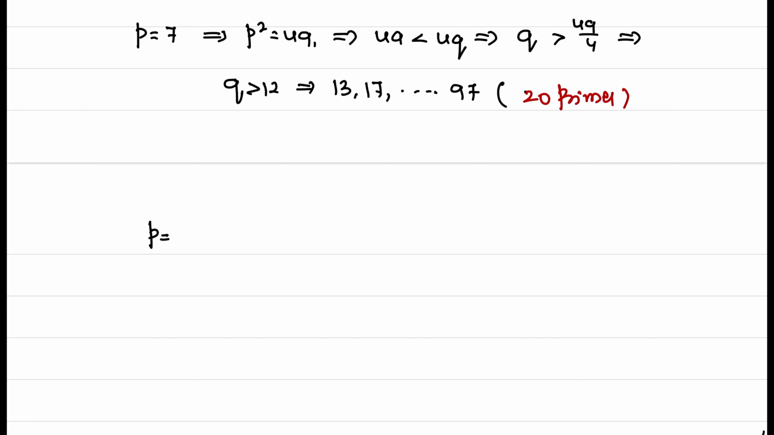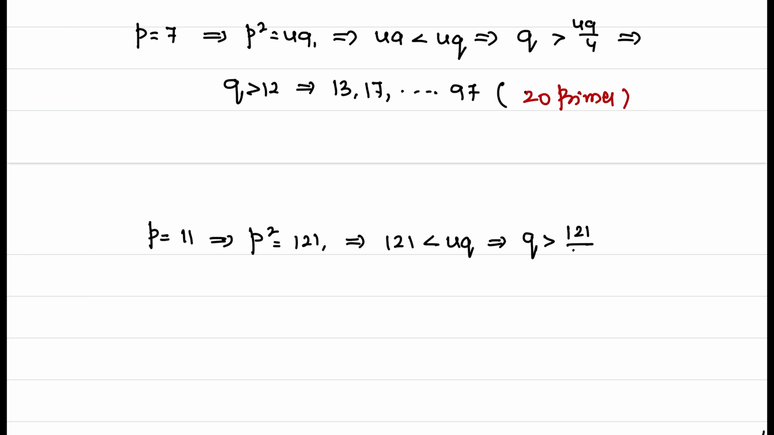P is equal to next, 11. That means P square is equal to 121. That means 121 is less than 4q. That implies q is greater than 121 by 4. That implies 4 30s are 120. That means greater than 30. Q is greater than 30 and should be a prime. After 30, what are the primes?